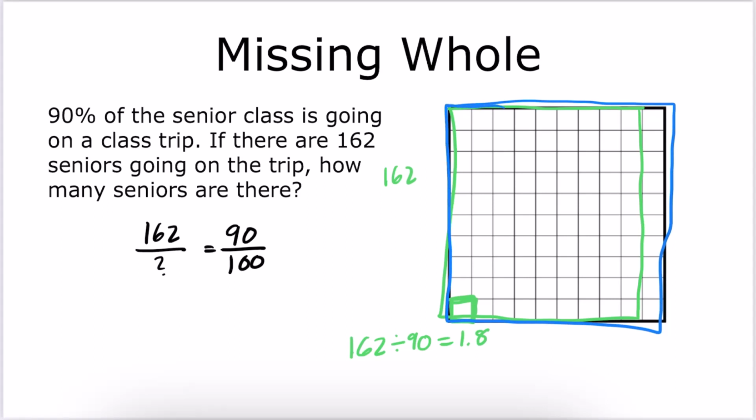And so to do this, we basically just say, okay, well, if each one of these squares is 1.8, then the total number of students is going to be 1.8 times 100 because there's 100 squares where each one's worth 1.8. And so when you multiply by 100, this is opposite of dividing by 100. So you just move the decimal over twice in the opposite direction, which tells us that there's 180 seniors total, which is a reasonable number because 90% of the seniors was 162. And so that's how you would solve a percentage problem where the whole is missing.